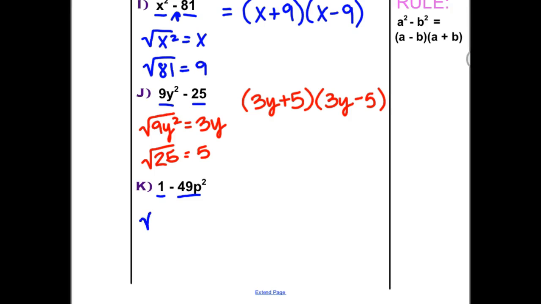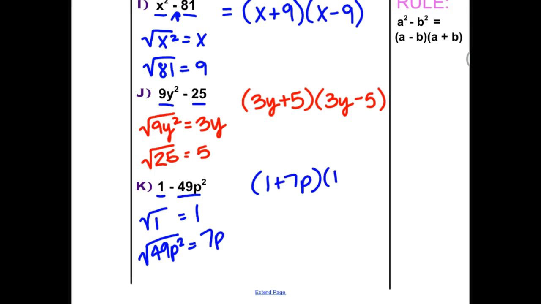This next one, we need the square root of 1 and the square root of 49p squared. Square root of 1 is 1. Square root of 49 is 7. Square root of p squared is p. Therefore, we have 1 plus 7p times 1 minus 7p. And I know we typically put the variable terms first, but no, you cannot flip-flop these, because if you flip-flop them, you're changing the problem.